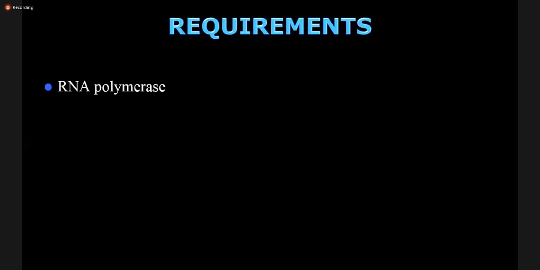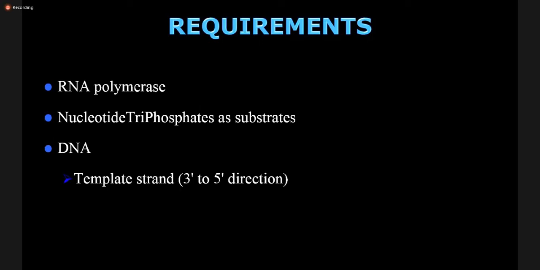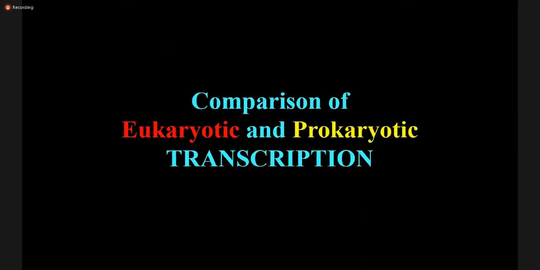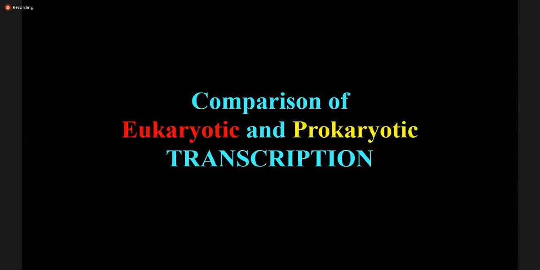So the requirements for transcription are the RNA polymerase enzyme, which polymerizes the RNA nucleotides, the nucleotide triphosphates as substrates, and the DNA as a template. So we are going to have the template strand and the coding strand. So these are some of the requirements of the transcription process. Now, as we are keeping it simple, we will be comparing some of the eukaryotic and prokaryotic transcription processes.